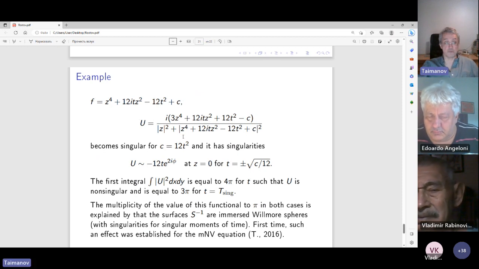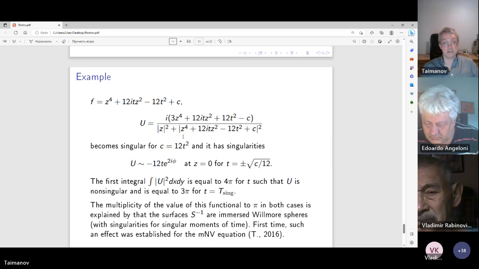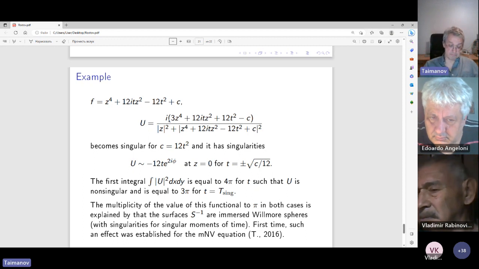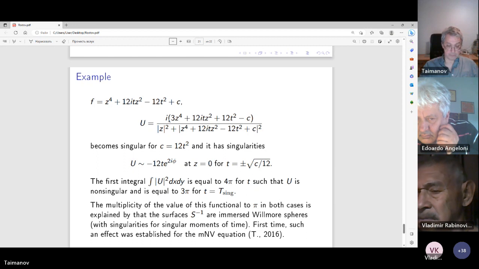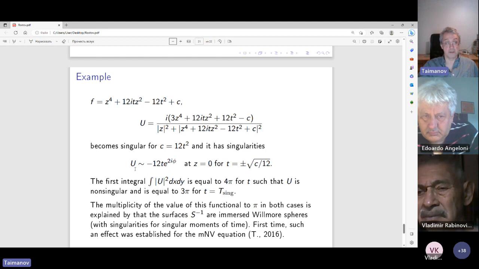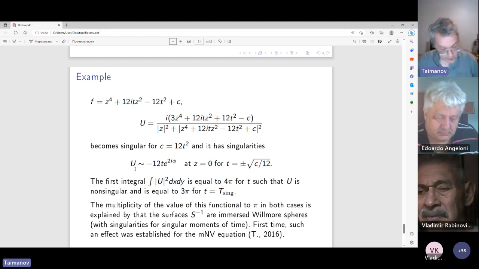I am substituting the previous formula. It becomes singular exactly when c equals 12 t squared. And its singularities are just indeterminacies. That's when the denominator vanishes, and another part of this fraction also vanishes. So we have zeros in both parts of the fraction, numerator and denominator. But we have indeterminacies of this form.